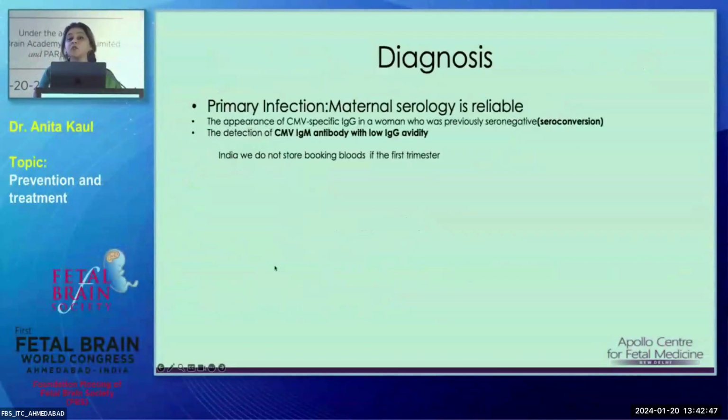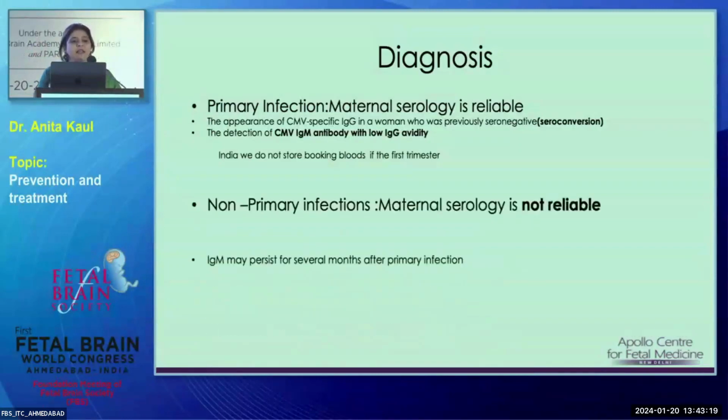So our diagnosis, to some extent, depends on seroconversion, and that is where we are stuck, because in India, unlike the West, we don't store booking bloods. If I have a lady with a positive IgG in the UK, I can go back and find her bloods at 8 weeks, 9 weeks, run IgG again and see whether she seroconverted in pregnancy. I don't have that recourse in India.